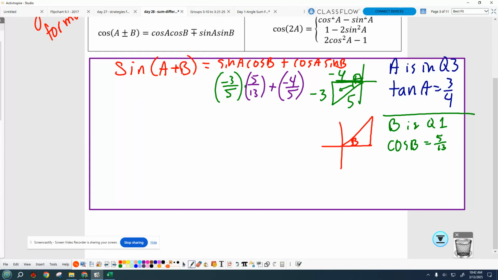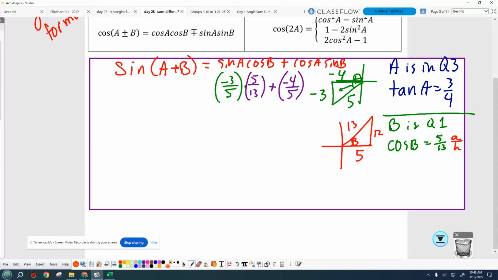Bella, how am I gonna label the lengths of the triangle? If cosine is 5 over 13, cosine is adjacent over hypotenuse, so this is the 5 and that's the 13. Doing Pythagorean theorem, does anyone know what that one is without having to do it all? It's 12. Oh, with authority, it's 12.